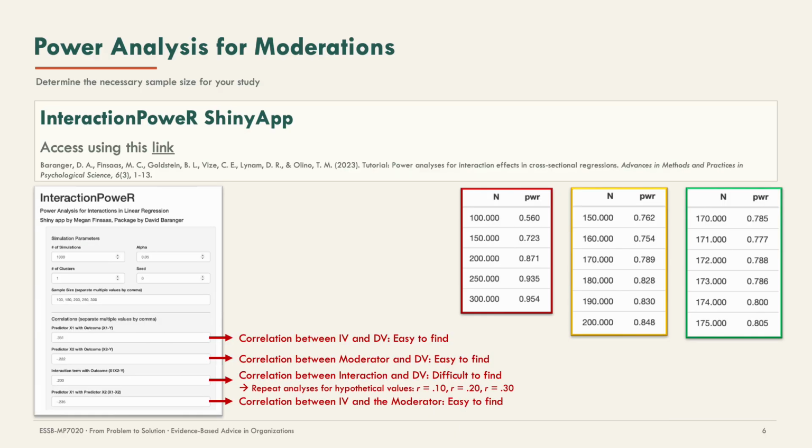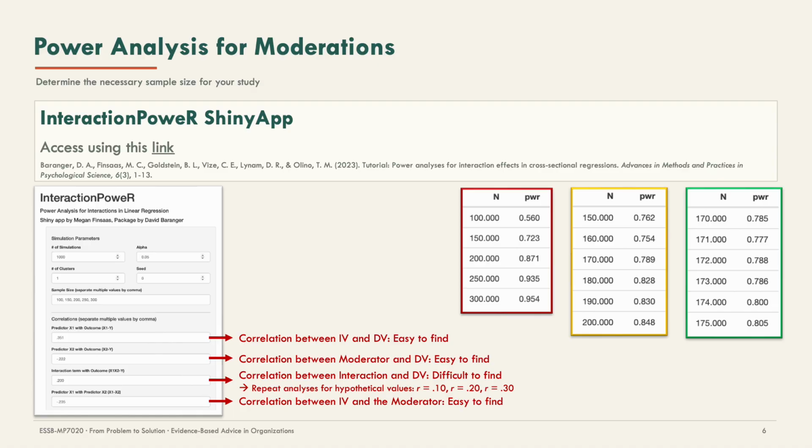Finally, let's look at power analysis for moderation. We can do this using the Interaction Power Shiny app linked on this slide. In the sample size field, we enter the values for which we want to estimate power. In this example, I used 100, 150, 200, 250, and 300 participants.